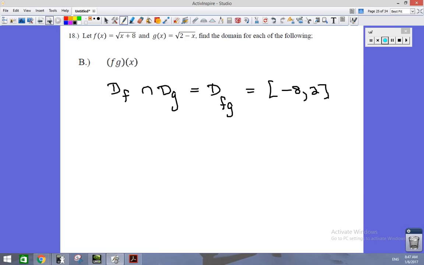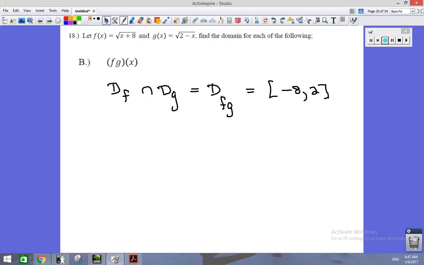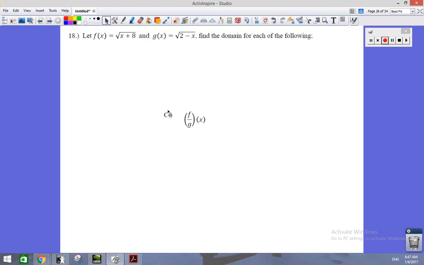All right. Now, with division, it might even be the same answer, but it might not be. So why will it sometimes be the same answer and other times not?